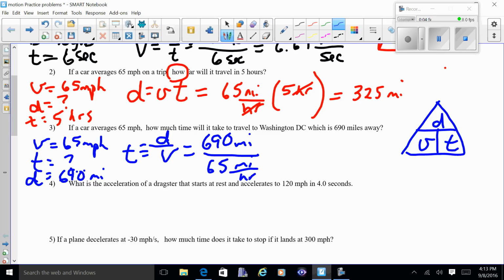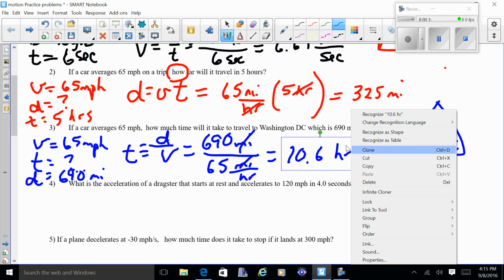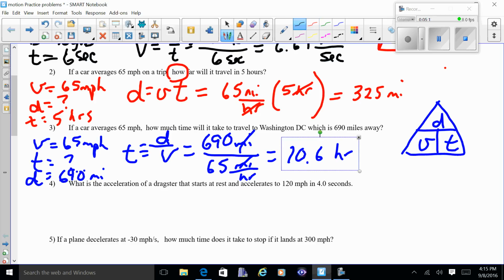Go to number 4. Number 4 says, what is acceleration? Well, that means they're looking for you to find A. I'm going to put a question mark next to A. Pay attention to those words like what? So what's the acceleration of a dragster that starts at rest? Well, pay close attention to words like rest and stop, because if it starts at rest, that means its initial velocity is 0. So I can put down that.